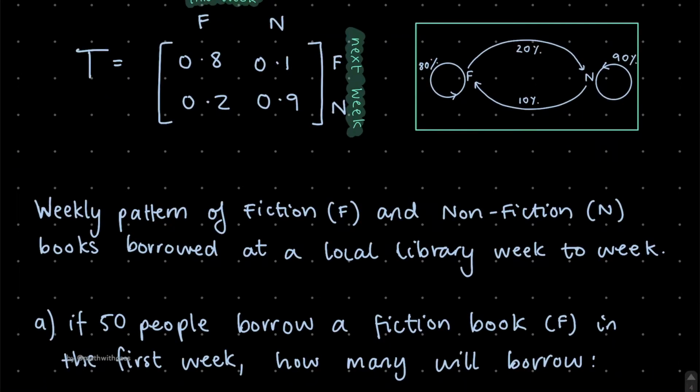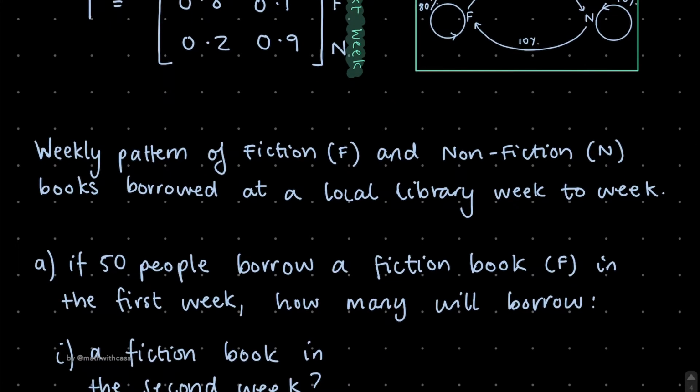Okay, so now what we're doing is moving on to some questions. So let's go to question A. If 50 people borrow a fiction book in the first week, how many will borrow a fiction book in the second week? So this is the first part, A question 1. So let's have a look.